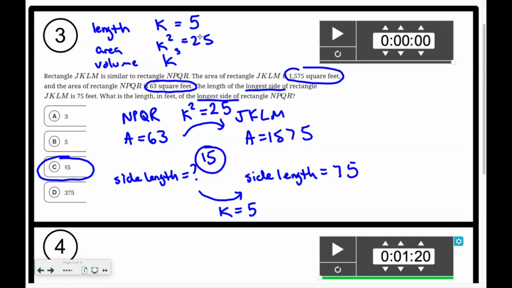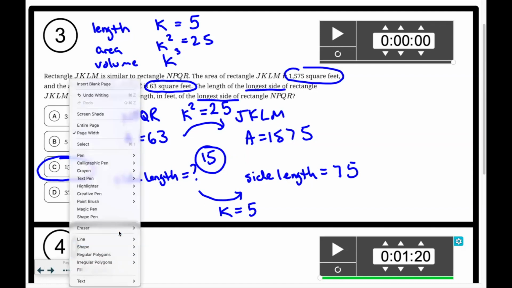Okay, thank you. And then since each dimension gets multiplied by 5, that's where we get the 15 from. So does that make sense where I got the 15? Since each dimension is multiplied by 5. Oh, because you just divide the longest side by 5. Yes. Okay, that makes sense.